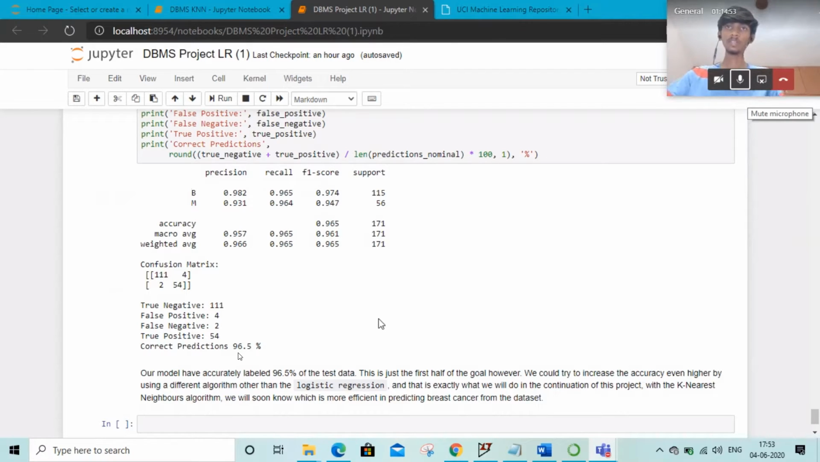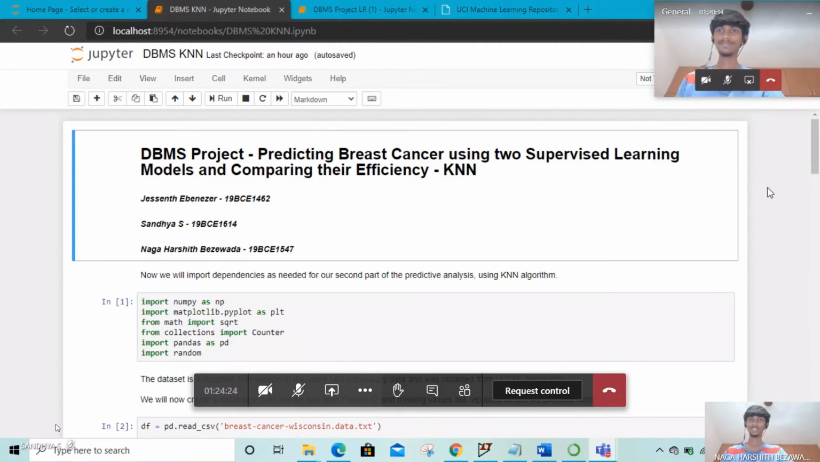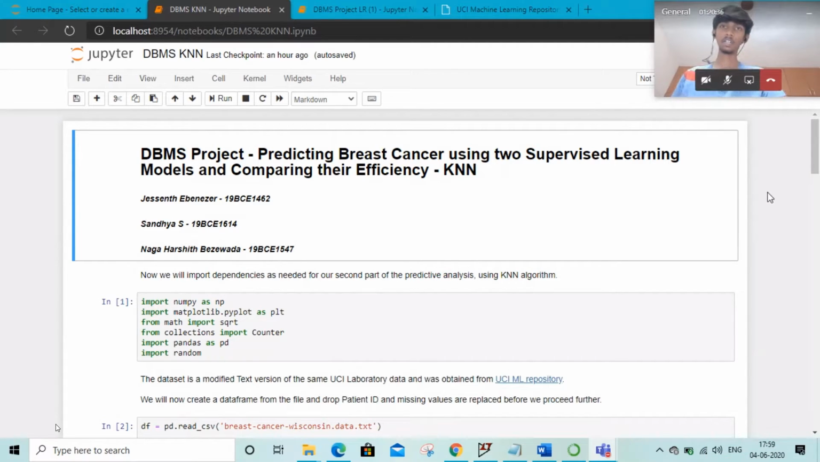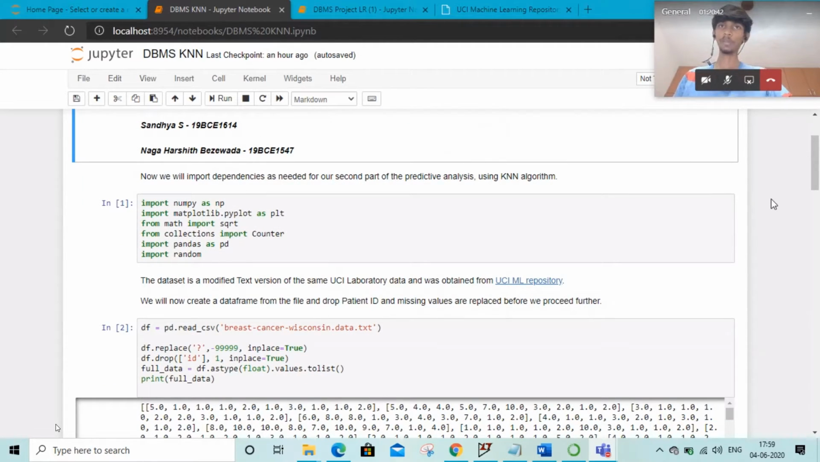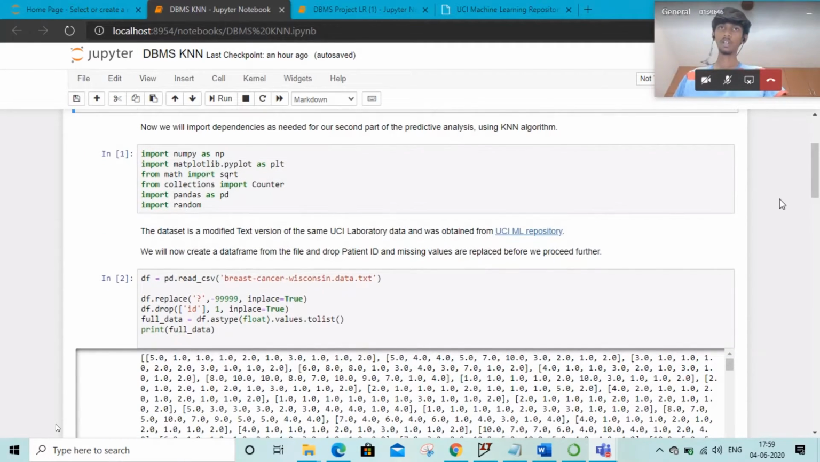And after this, we will compare our accuracy with another data mining algorithm, that is k-nearest neighbors. So, the k-NN algorithm. Now for this algorithm, we require only a few libraries. We import NumPy, Matplotlib, Pandas, and random. NumPy and Pandas are for data cleaning and deleting unwanted data. Matplotlib is for drawing the graphs and data visualization.